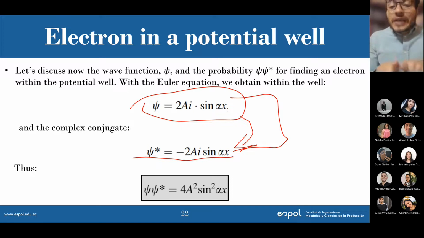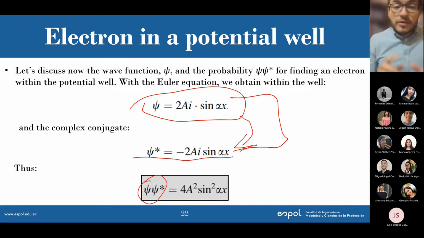So if you get that product, then in this case, because we're talking about an electron in a potential well, this product is going to be the probability for finding an electron within the potential well.